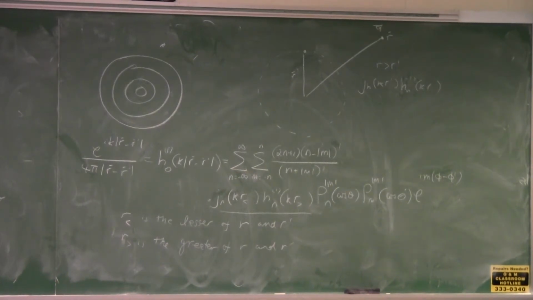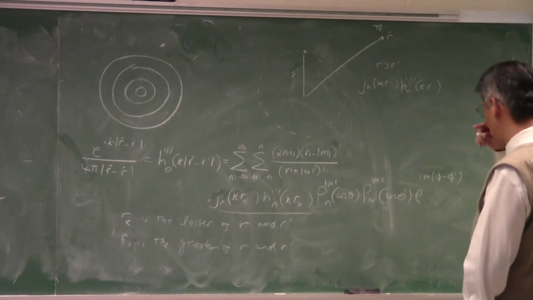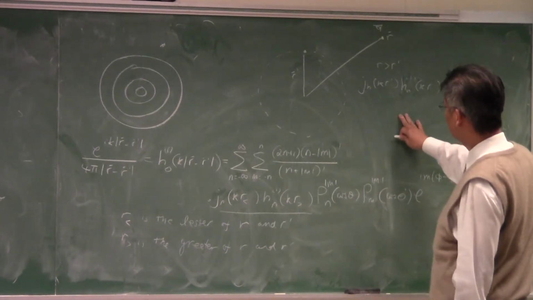Yes? Is that identity known? This identity, it can be proven, it can be derived. I will tell you how to derive it. And then you can derive it as a homework. It's quite easy to derive. So, this is the case.